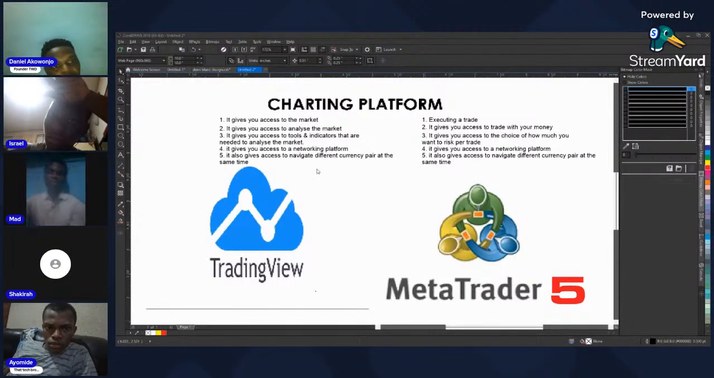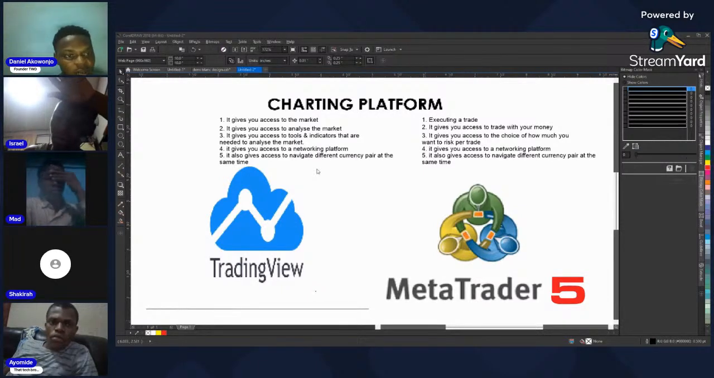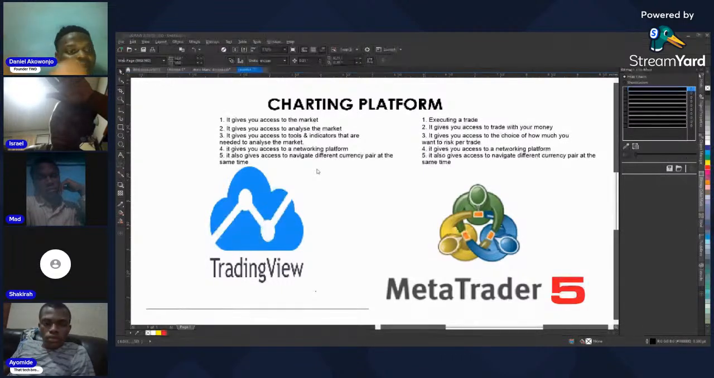I'll still talk about lot size. The way you are able to make these choices is by something called a lot size. For people here who have traded before, you know there's something we call a lot size. A lot size is: this is a particular amount in my account, how much am I going to be able to risk on a trade, and how much am I going to be able to use to place a trade. We'll still get back to that.